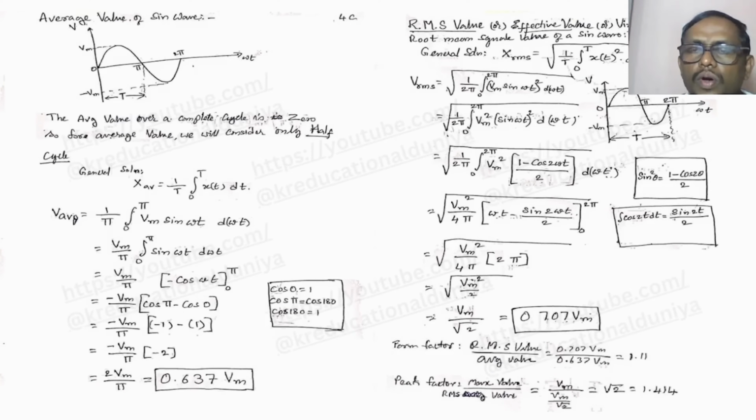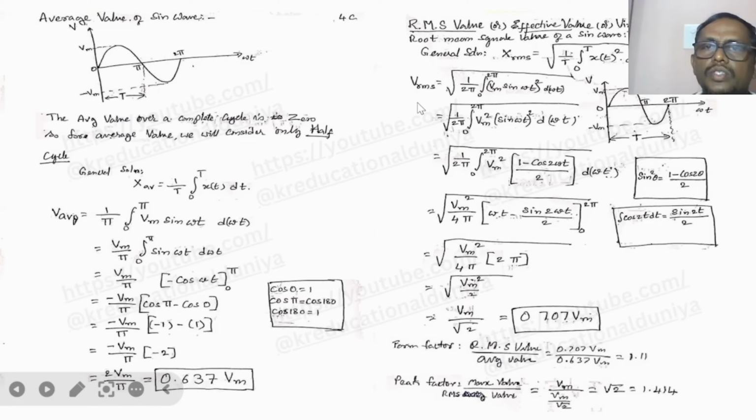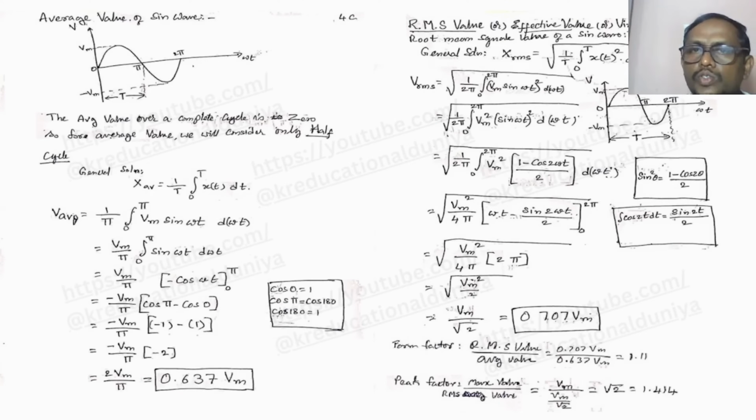So here we are considering a complete cycle for the RMS value. We are not considering half cycle. So what are the limits for a complete cycle? 0 to 2 pi, right? So the time period we have to take is the complete 2 pi. So V RMS equal to under root 1 by T, T is 2 pi, so 1 by 2 pi integral 0 to 2 pi Vm sin omega t whole square d omega t.